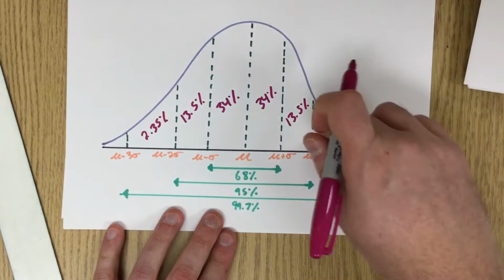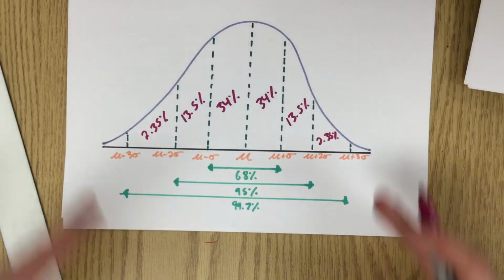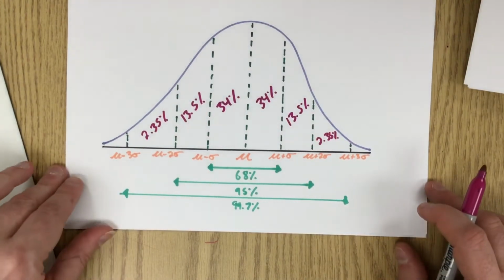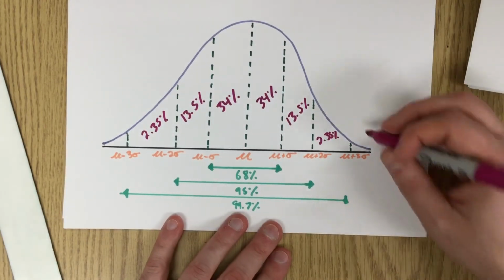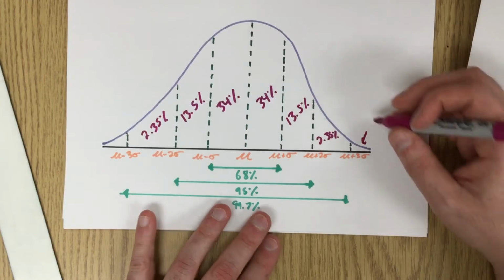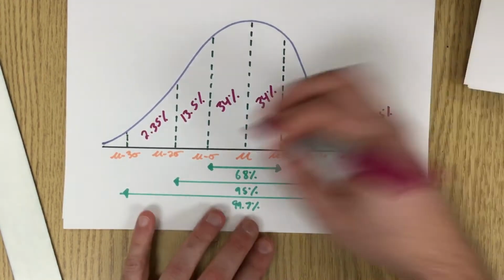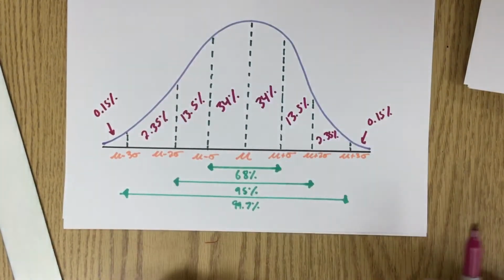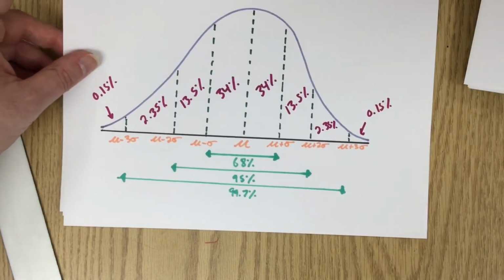And with the normal distribution, this doesn't end over here. It asymptotically approaches 0. So this curve keeps on going. There's always a probability of being very far away from the mean. It just takes a pretty long time to get there. So from here all the way out to infinity is going to be 0.15%, and from here all the way out to infinity is going to be 0.15%.